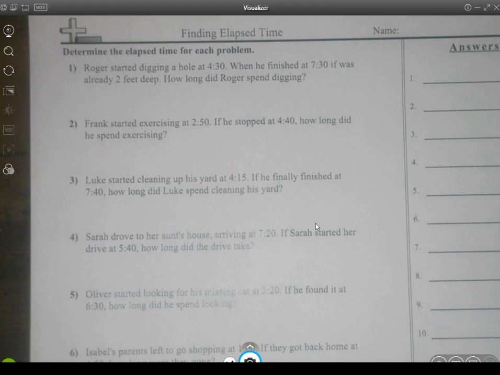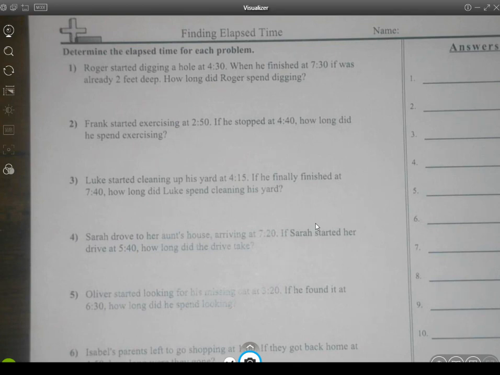I'm going to show you an example of an elapsed time word problem. Don't get nervous by me saying word problem. I promise you these are not very difficult, especially with how they're worded. But I'm going to do a T-chart example with you. So let's look at number 1 really quickly.